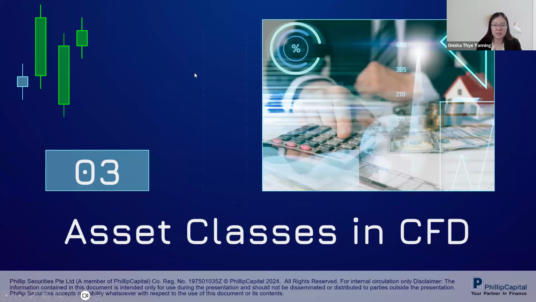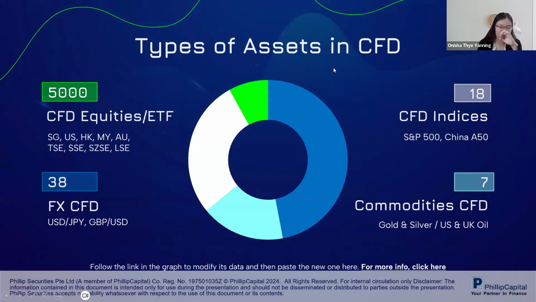So the different types of asset classes in CFD. First and foremost, the most basic one is the CFD equities. We have quite a lot of counters offered in different markets: Singapore, US, Hong Kong, which I'll show more later. We also have the main 18 market indices, ranging from S&P 500, Nikkei, and China A50, and we also have the Singapore index. Also the 7 main commodity CFDs, which include the precious metals, gold and silver. We have the big contract and the mini contract for gold, but for silver we only have the big one. And US and UK oil, which are Brent and WTI. Last, our FX CFD, we have a total of 38 pairs, including common pairs and some exotic pairs.